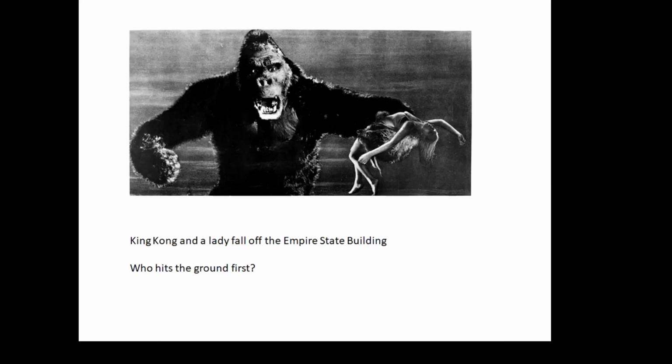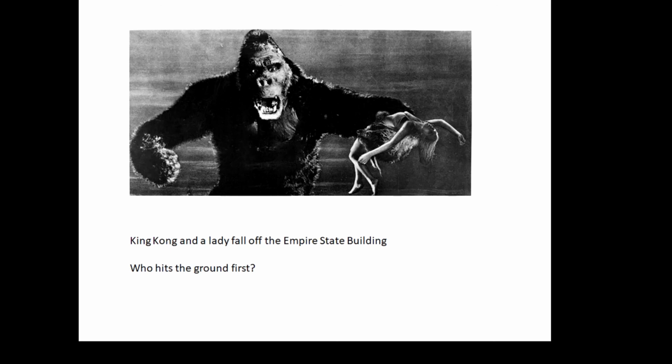Here's a question that I pose to my students. King Kong and a lady fall off the Empire State Building. Who hits the ground first? Hopefully you appreciate that if there was no air resistance, they would hit the ground at the same time because they would have the same acceleration. However, we now know that the mass of the objects will have an effect. King Kong is going to have a larger terminal velocity because he has a much bigger mass.